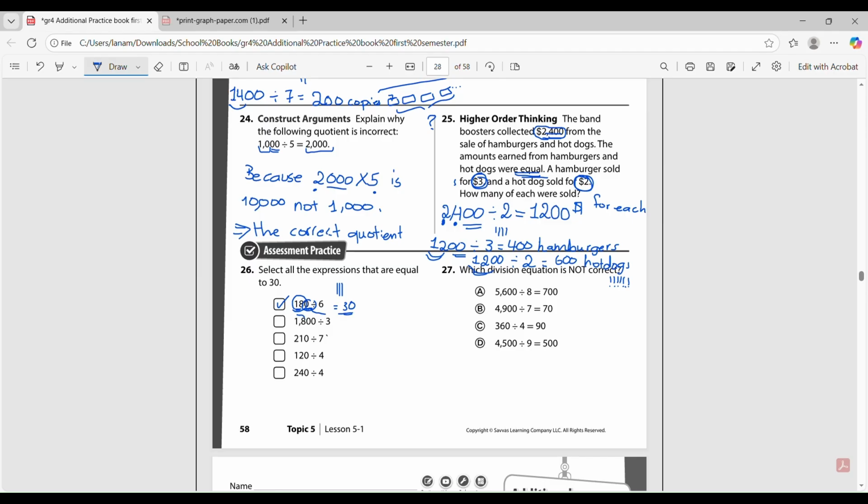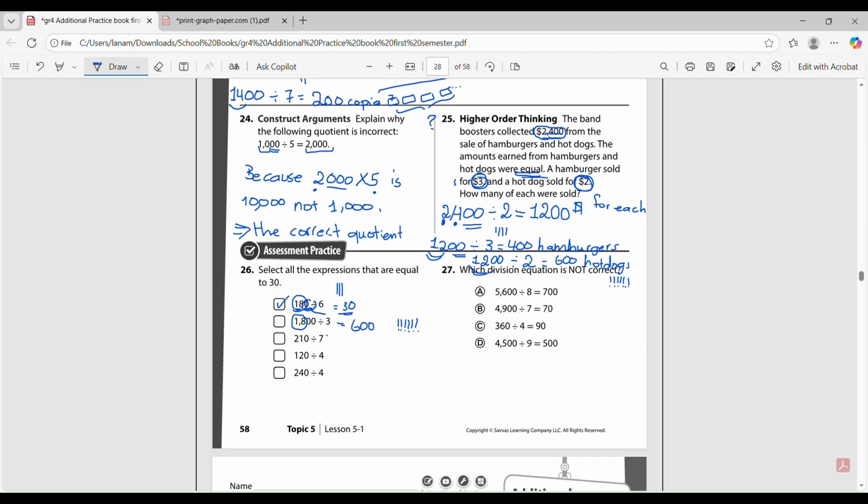I have now 1,800 divided by 3. Let's look at the number. I have here 18 divided by 3. If I skip count by 3 until I reach 18, let's see, 3, 6, 9, 12, 15, 18. How many counters do we have? 1, 2, 3, 4, 5, 6. So I have 6 and we have 2 zeros. So the answer is 600. Is it 30? No. So this one is not correct.